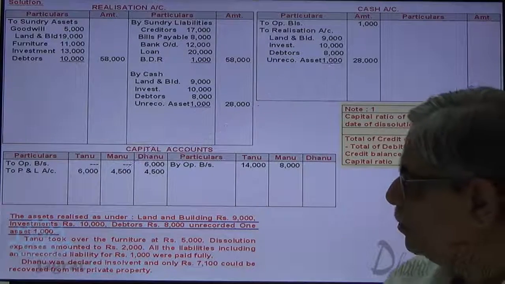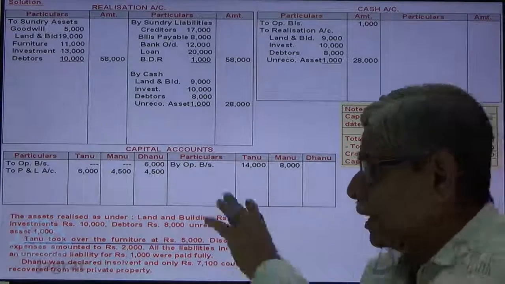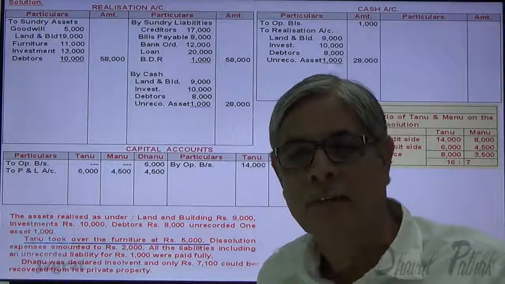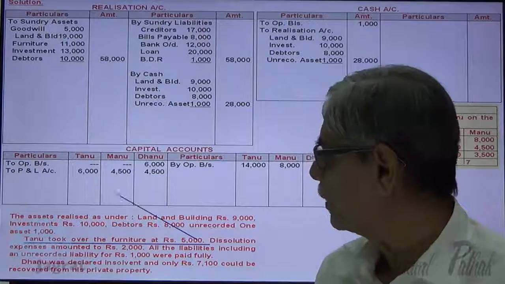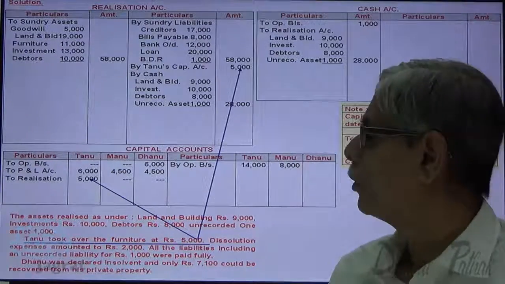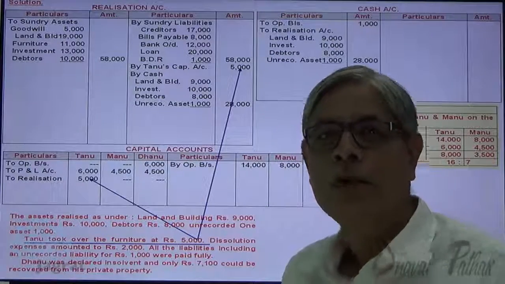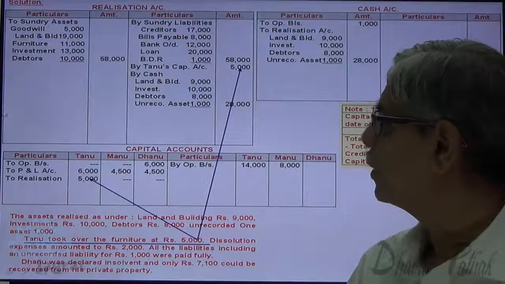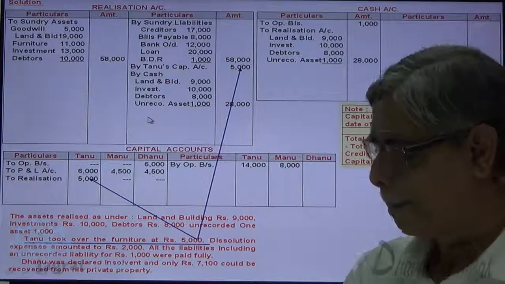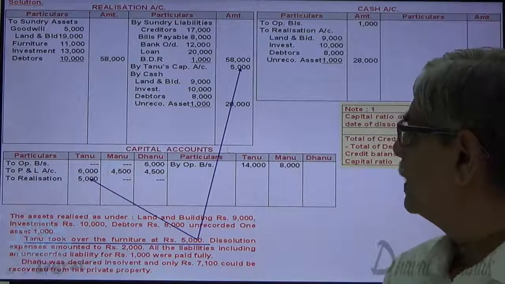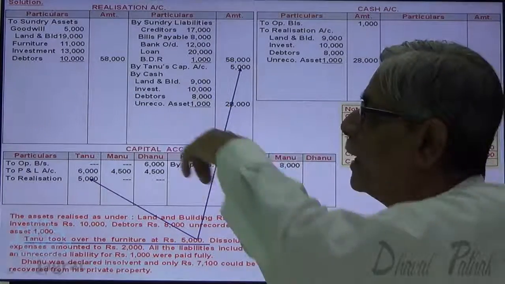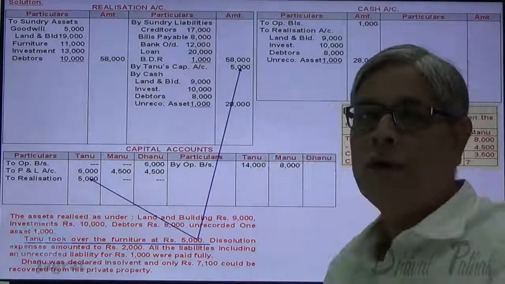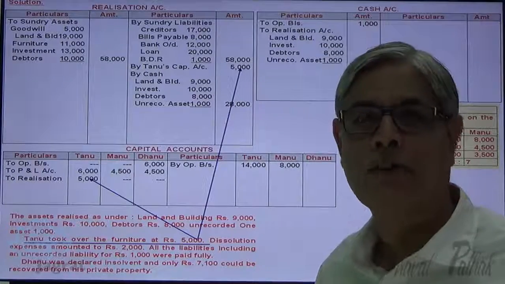Now, Dhanu took over the furniture for 5,000. Dhanu is a partner who took the furniture. Dhanu is the receiver, debit the receiver. Dhanu account debit to realization account credit for furniture transferred to Dhanu. Notice that we have realized all assets. Which are the assets that have been realized? Land and building, furniture, investment, debtors. For goodwill, you are not told anything, so amount realized for goodwill is 0, no entry.